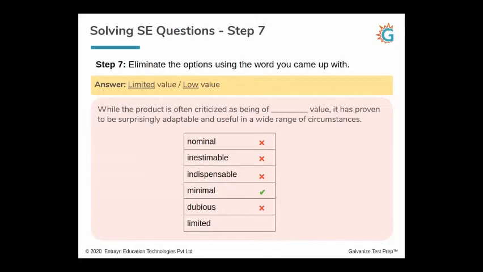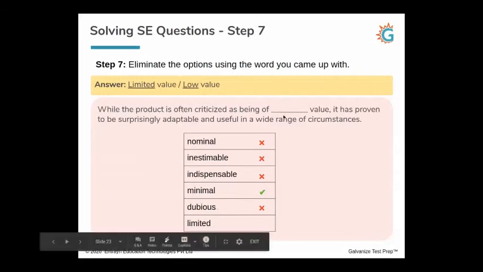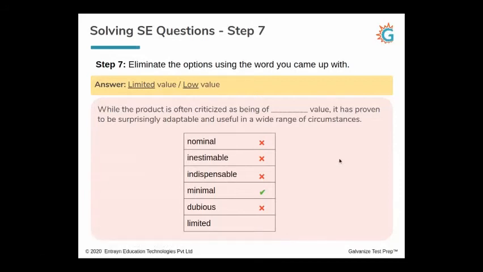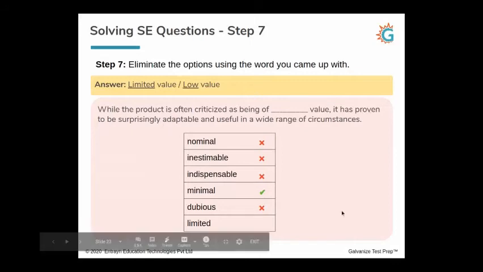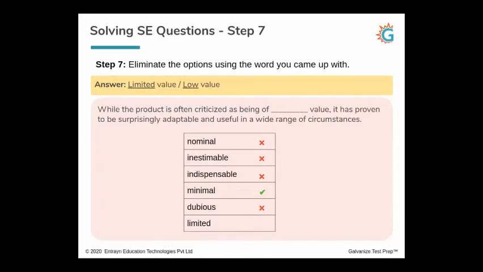So dubious cannot be the right answer. This is why I insisted on narrowing down your option, trying to be as specific as possible. So dubious is a negative word, yes. If you just look at dubious and read here, being of dubious value will sound right. It gels well. But that is not the answer because the clue does not support it. And the last option, limited, is exactly the word we came up with. So that is the right answer.